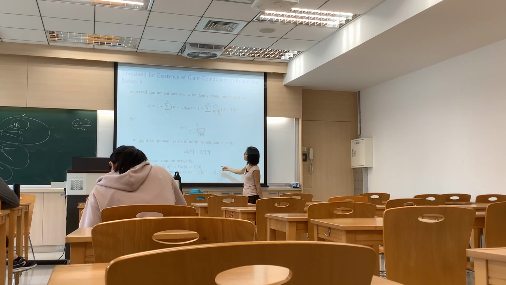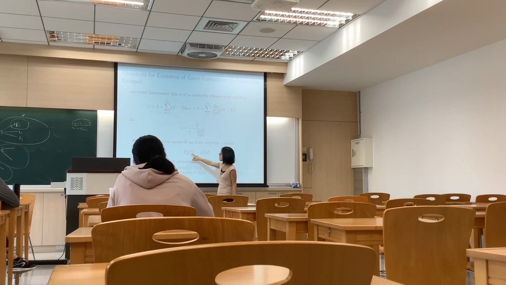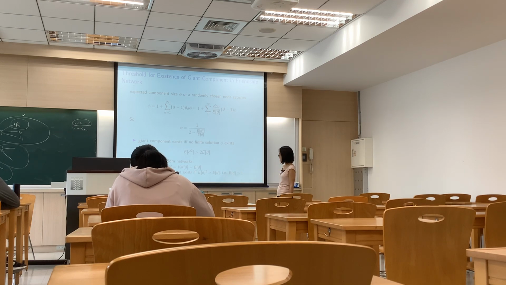And so a giant component exists if and only if the expected value of the square of the random variable, the degree of the node, is greater than 2 times the expected degree. For a Poisson random network, what that means is that a giant component exists if and only if the expected degree is greater than 1.